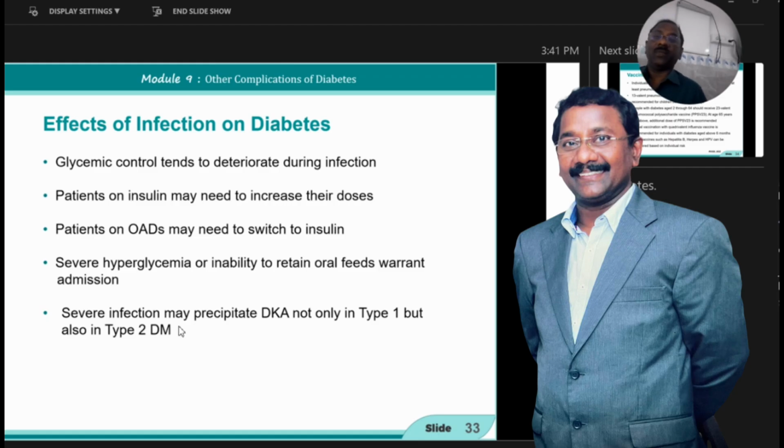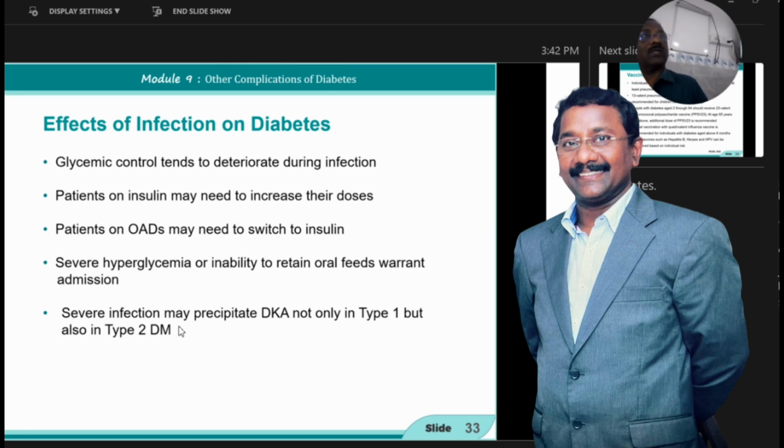Effects of infection on diabetes: glycemic control tends to deteriorate during the infection. Patients on insulin may need to increase their dosages. So don't bother about the number of units of insulin you are giving; please bother about the blood sugar values. Whether the patient is getting 40 units or 45 units or 50 units, don't bother. Some of my patients take 60 units before breakfast, 80 units before lunch, 50 units before dinner, and 80 or 100 units of basal insulin at bedtime. So per day, there are some patients who take 200 to 250 units a day.